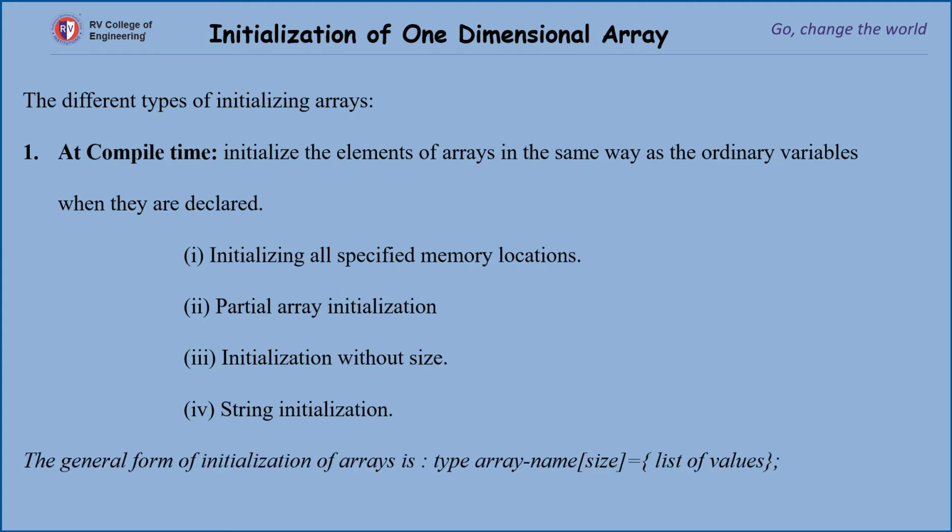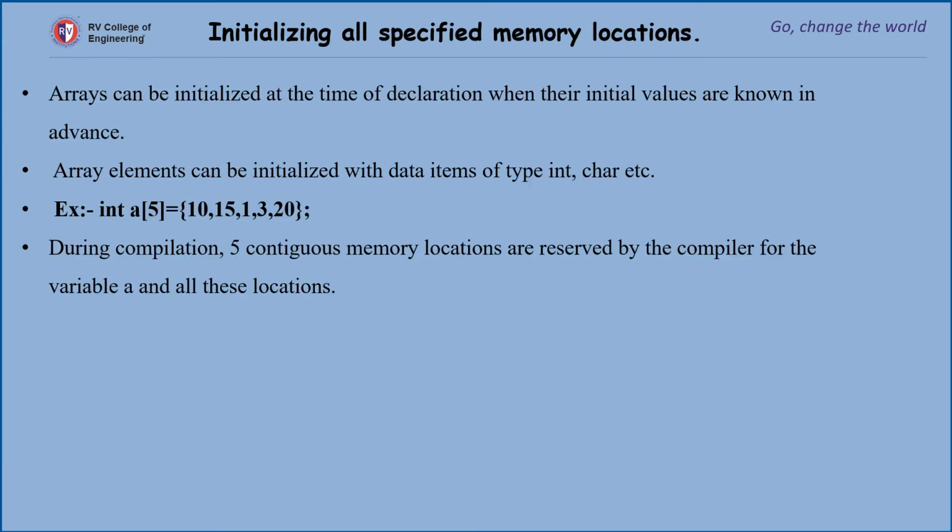However, the general form of array initialization is the data type, array name, in square brackets mention the size, and in curly brackets mention the list of values that you want to assign. And the second one is runtime initialization. So we'll look at them one by one. Initializing all specified memory locations.